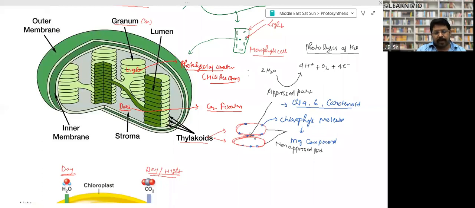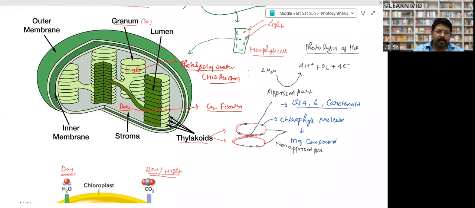These are the walls of the thylakoid. At the wall of the thylakoid, there are chlorophyll molecules, which are made up of magnesium. That's why we can say they are magnesium compounds. This outer side part is called the non-appressed part, and the part where two thylakoids come in contact with each other is called the appressed part, right?